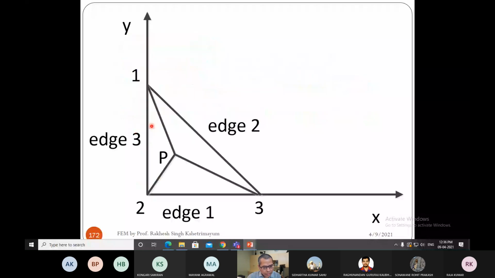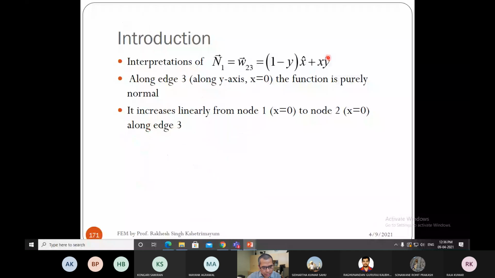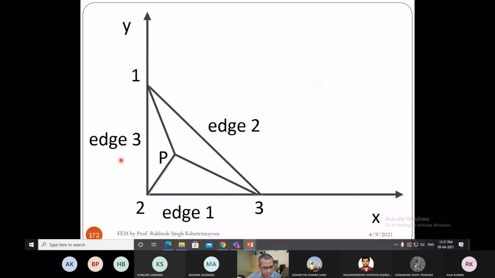So along S3, x is equal to 0. If x is 0, this term is going to be 0, so the function is purely normal. So this term is 0 because x is 0, and we just have this term. That means N1 is 1 minus y x hat. So what is the direction? Direction is along the x-axis and S3 is along the y-axis, so it will be directed like this, along this direction.